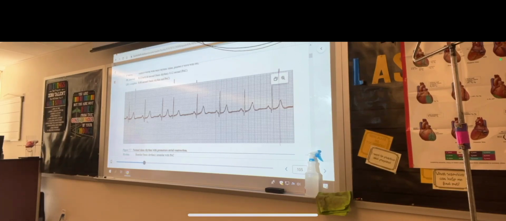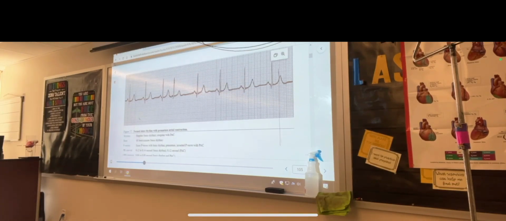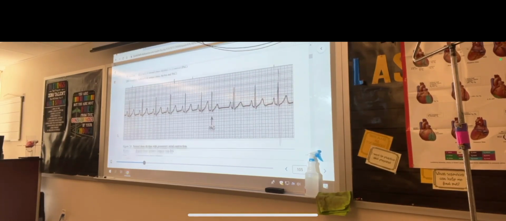Okay, of course, do your PR interval measurements, but these are the primary patterns that we're trying to measure and pick out.